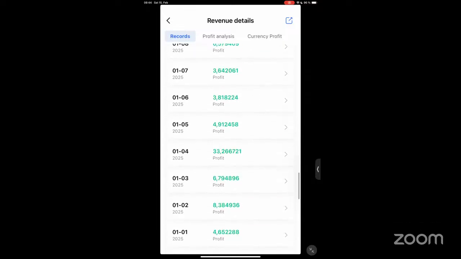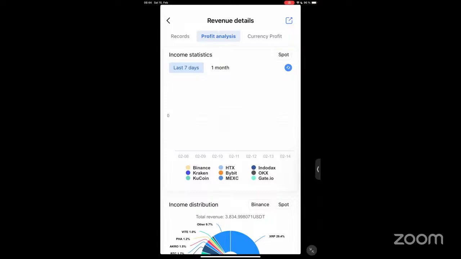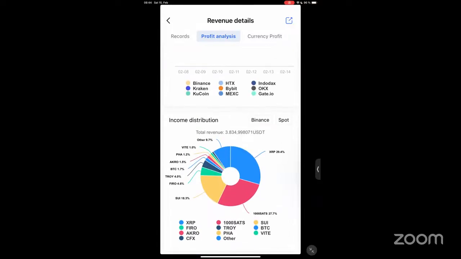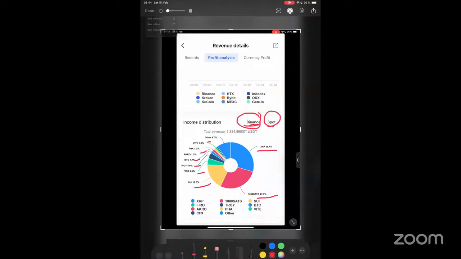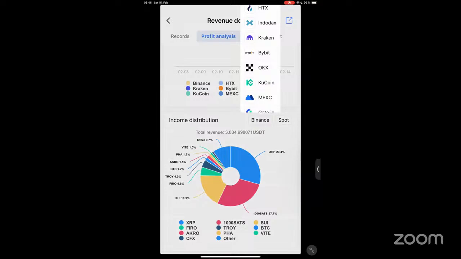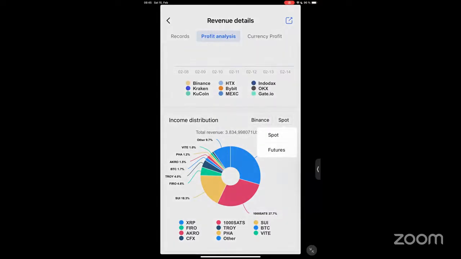So, yeah. Now let us go to profit analysis. Under the profit analysis, you can see this beautiful graphical illustration of the coins that you've traded and the profit they have given you in percentage terms. If you are not trading with Binance, you are trading with a different exchange, you tap on the Binance to get it. The same refers to spot. I'm going to show you in a jiffy so you can see. You just tap on the appropriate one you are using. If you are not trading on spot, you are trading on futures, you tap on it to get the results.